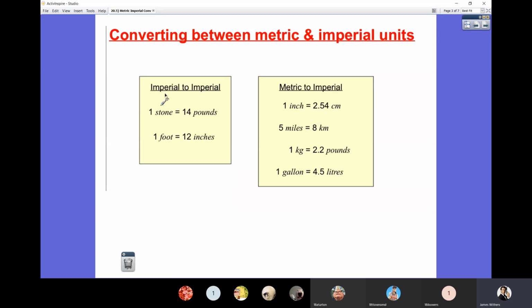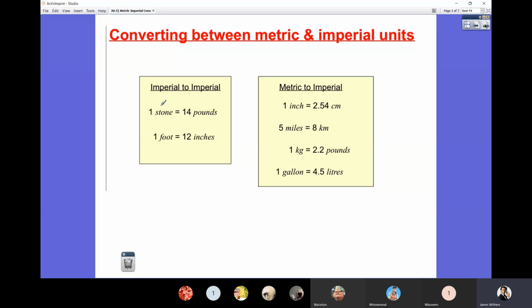Within the old style measurements, 14 pounds made 1 stone, and 12 inches made a foot. You've probably seen a 12-inch ruler. So 12 inches makes a foot. As we move between our current metric and imperial, these are the conversions. If you're going to learn one, this is the one to learn: 5 miles equals 8 kilometers. I've got a feeling that might be one that you do need to learn.